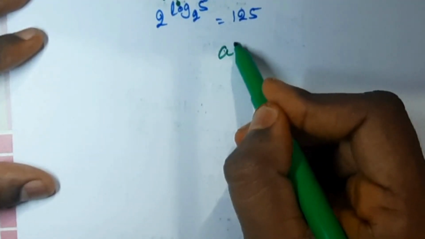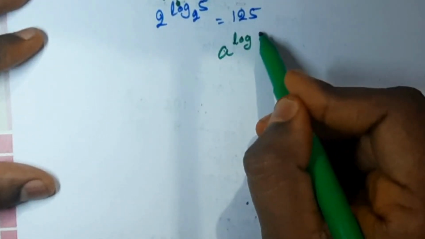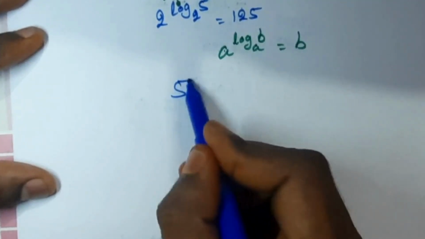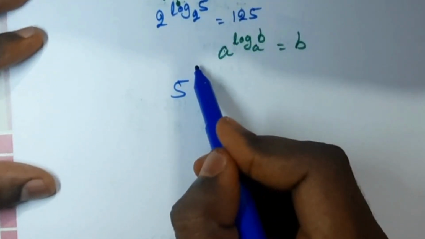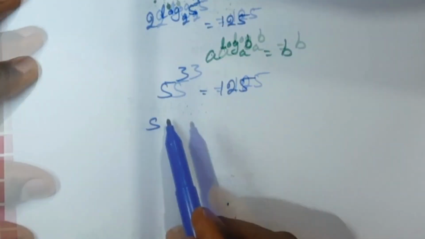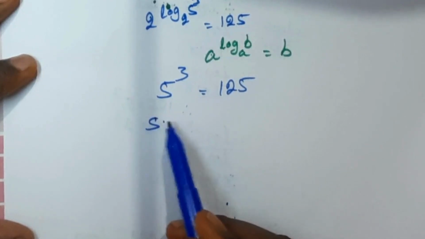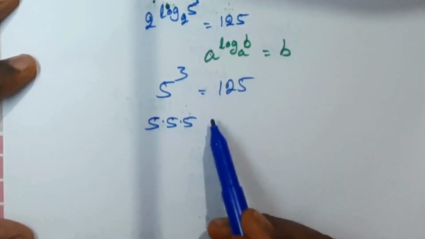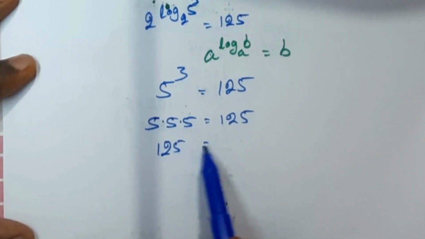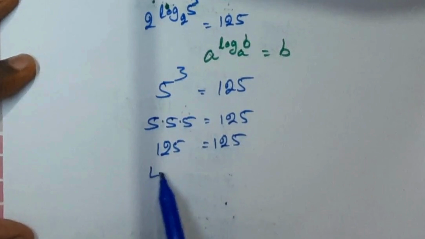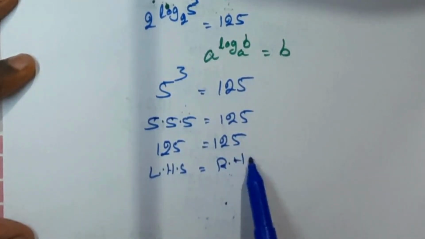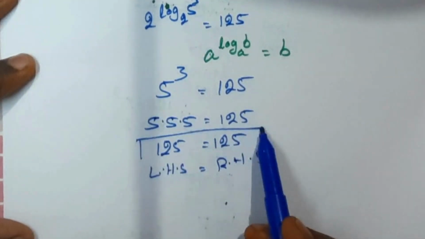a to the power of log b base a equal to b, so 5. Also we have this power 3. I am writing that 125. 5 to the power of 3 is 5 into 5 into 5. So 125 is this side. 125 equal to 125. LHS equal to RHS. Yes, that's proved.